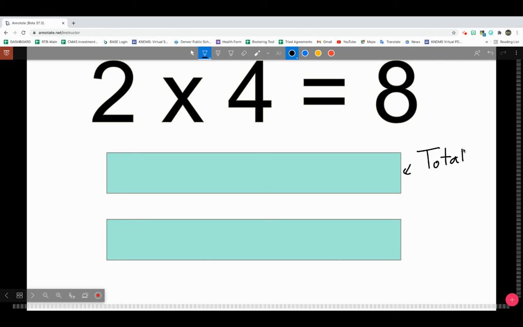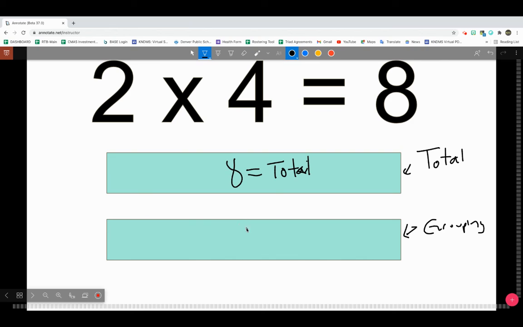When it comes to multiplication and division, my bottom bar will be the groupings. Essentially what this is saying, because they're the exact same size bar model, is that they are equal to each other. So right now I'm saying that 8, which is my total, is equal to my groupings of 2 and 4. However you want to do it, it's up to you.